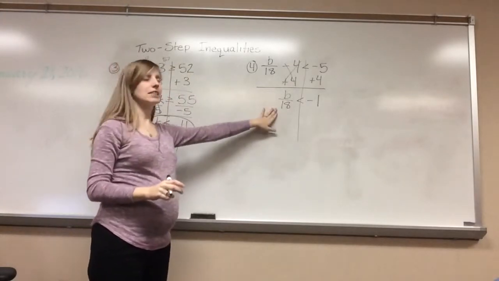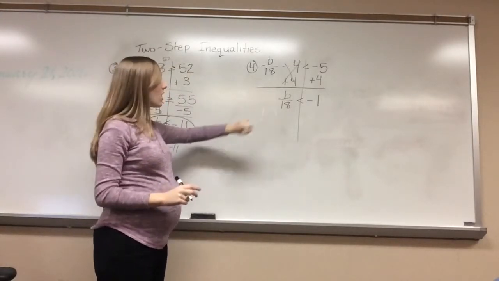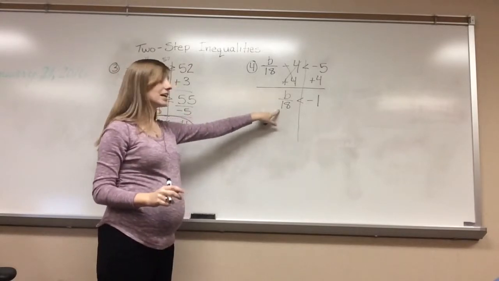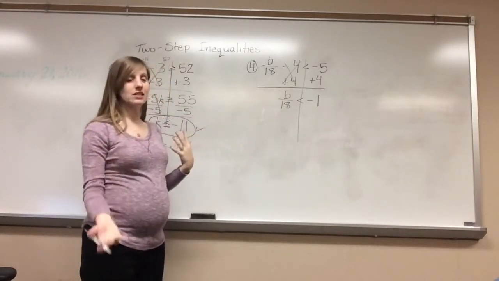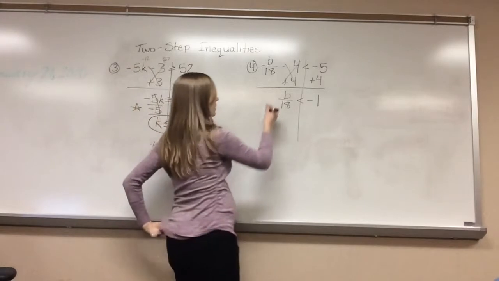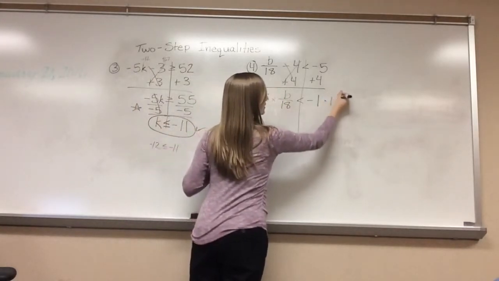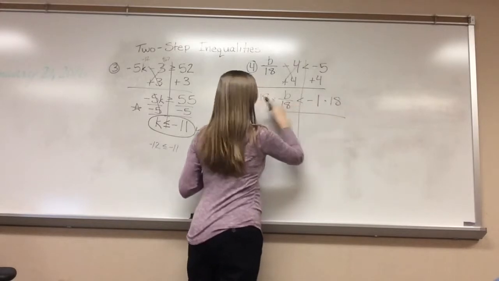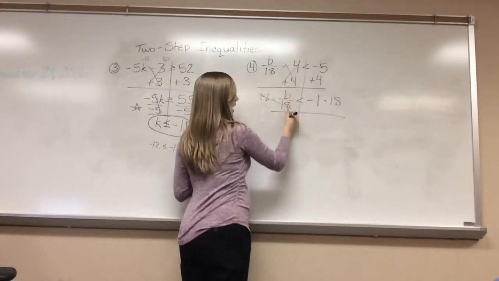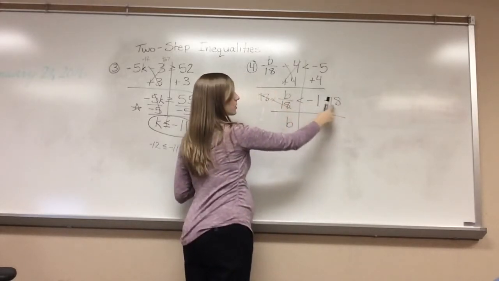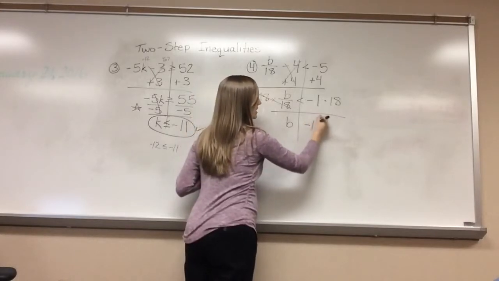Almost finished, just need to get rid of that 18 now. All right, this is b divided by 18, so the opposite of divide is multiply. So I'm going to multiply both sides by 18. So my 18's cancel. I get b, and negative 1 times 18 is negative 18.